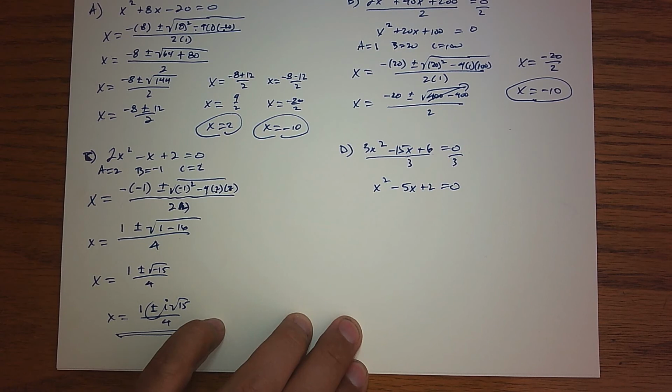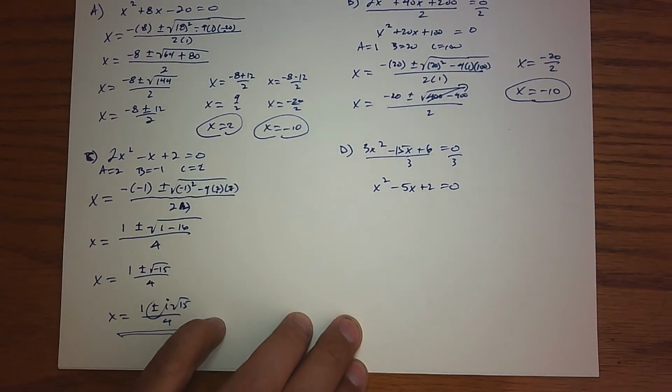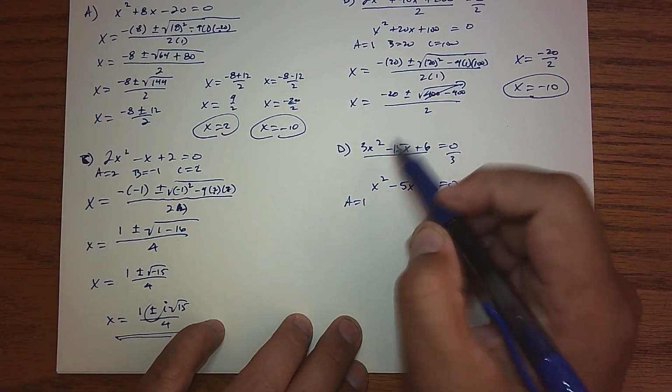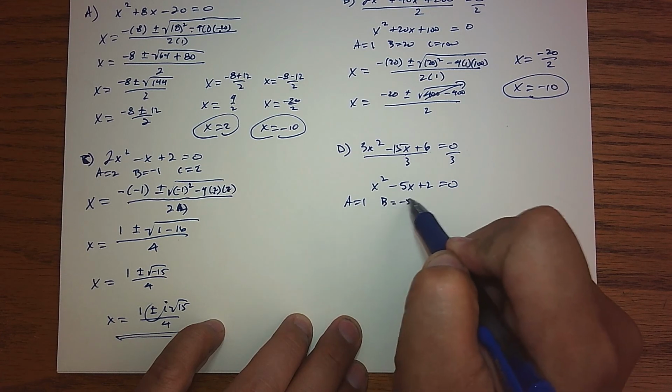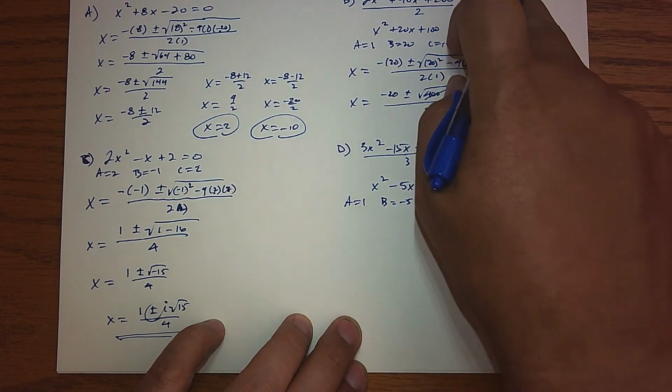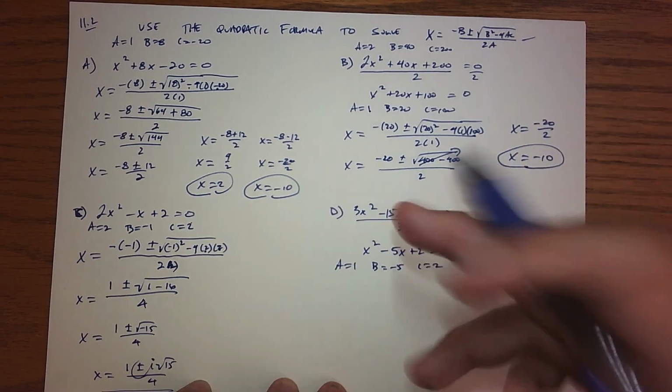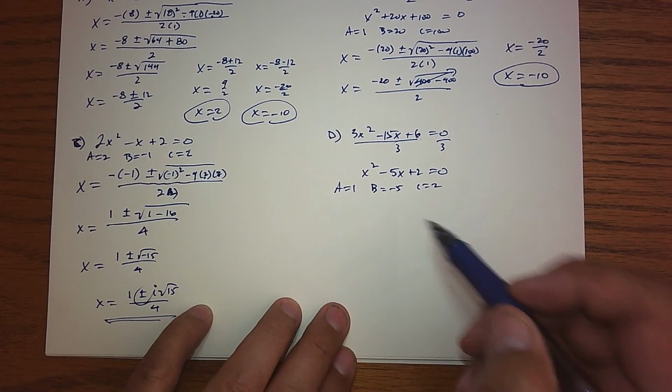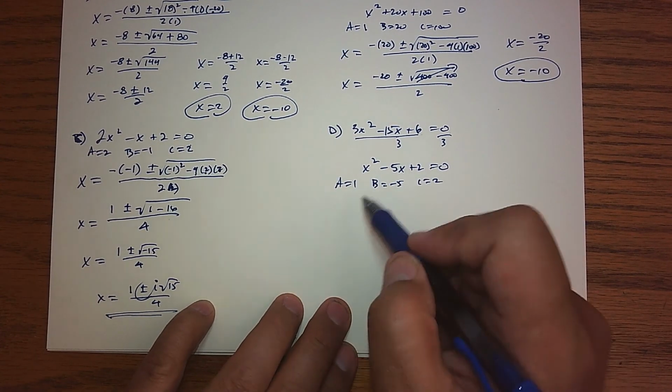by dividing everybody by 3. And I don't know about you, but I would rather plug a equals 1, b equals negative 5, and c equals 2 into that formula, especially since things are squaring and multiplying and all that. A little easier numbers to do. So take advantage of that when you can.